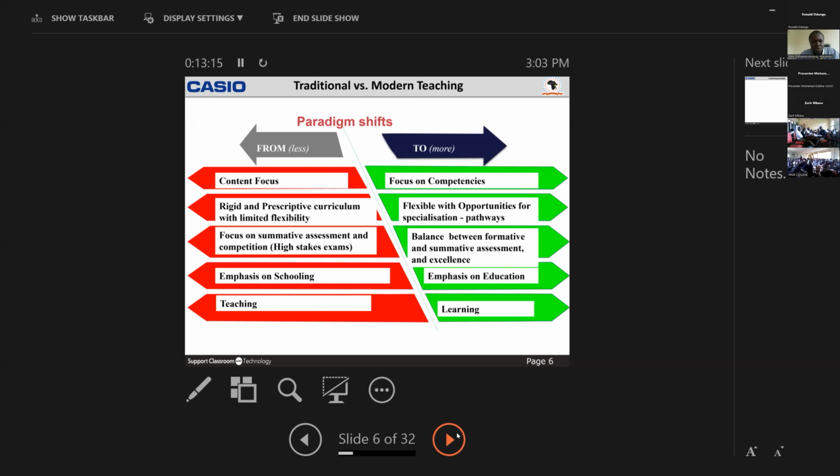Also, emphasis on schooling should be less. We move from that and move on to emphasis on education. So education is the issue. How are we educating our learners?